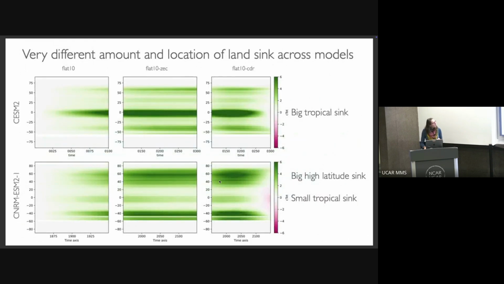So that was showing you the bottom model previously, which has a big high latitude sink and a small tropical sink. Actually, these are two other ones, but this is the same one. Conversely, CESM here on the top row has a really large tropical sink. So really different distributions of where the carbon is going into land, which would also relate to the processes that are important.